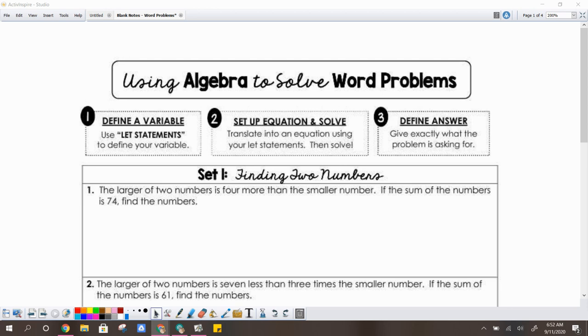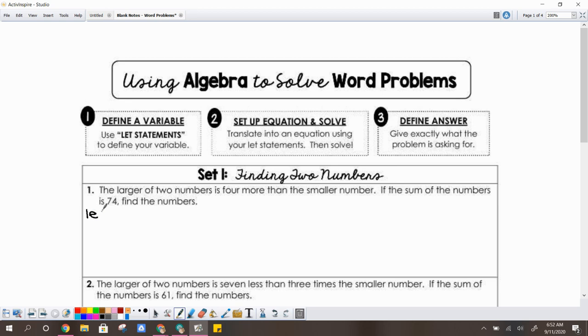Number 1 says the larger of 2 numbers is 4 more than the smaller number. If the sum of the numbers is 74, find the numbers. Okay, so we're going to step 1, create the let statements. We're going to use x. You can use whatever variable you want. I am going to use x for all of these.